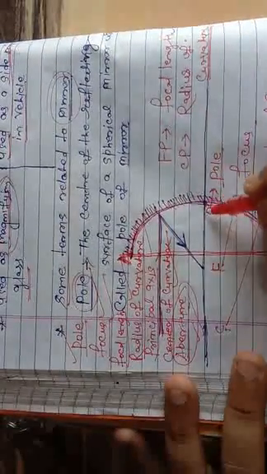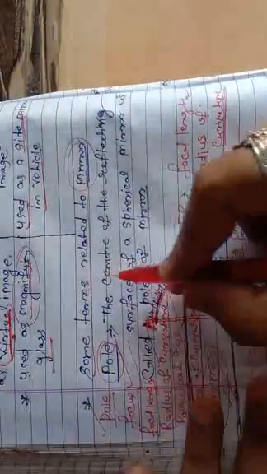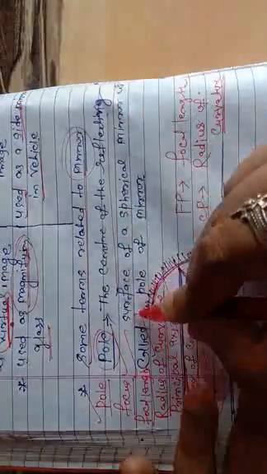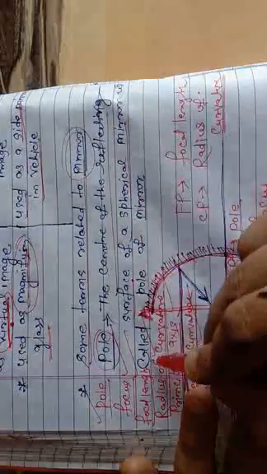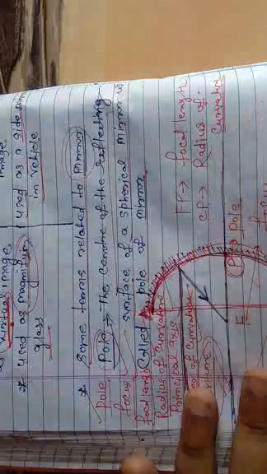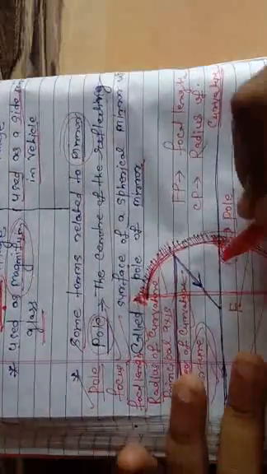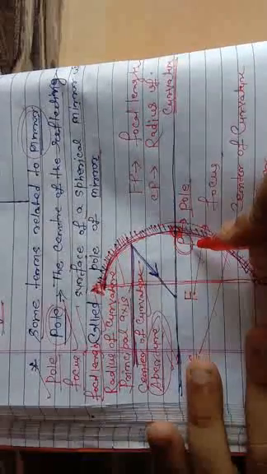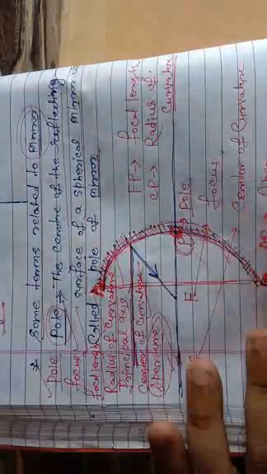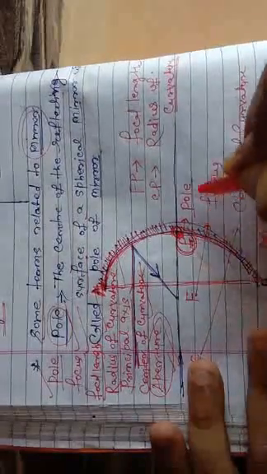Next we talk about the pole of the mirror. What is the pole? Here I define the pole, and all the definitions are also given in your NCERT book. The center of reflecting surface of a spherical mirror is called the pole of the mirror. From A to B, this is the reflecting surface, and the central point of the reflecting surface of the mirror is called the pole of the mirror. This P is the central part of the AB. So this P is the pole of the mirror.